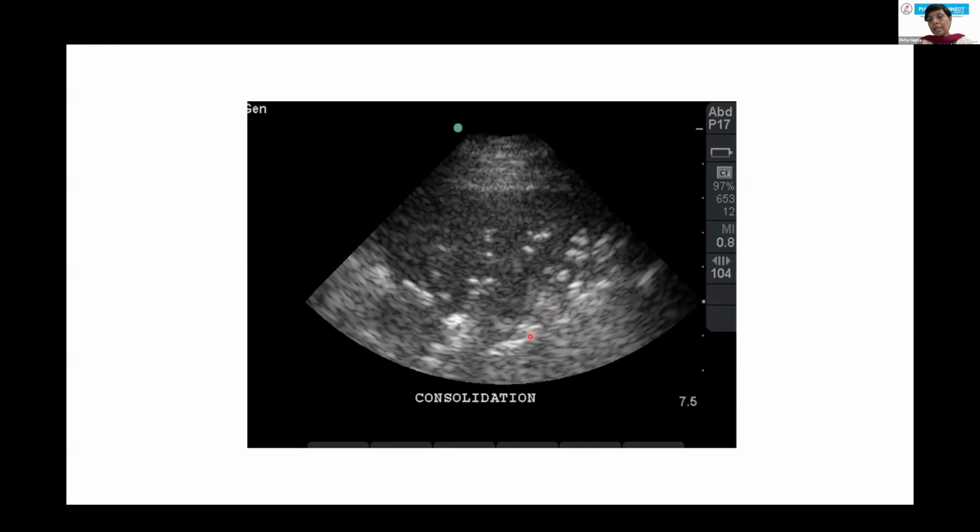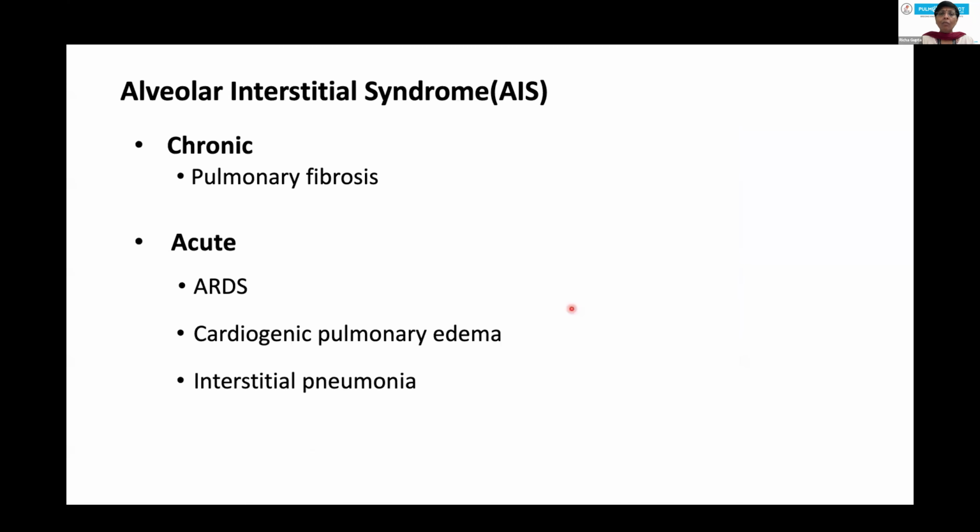This is the normal lung and this is the consolidated lung. You can see this is the shred sign, the irregular border between normal lung and the consolidated lung. You can see the irregularity. Alveolar interstitial syndrome, basically, it can be chronic, it could be acute.